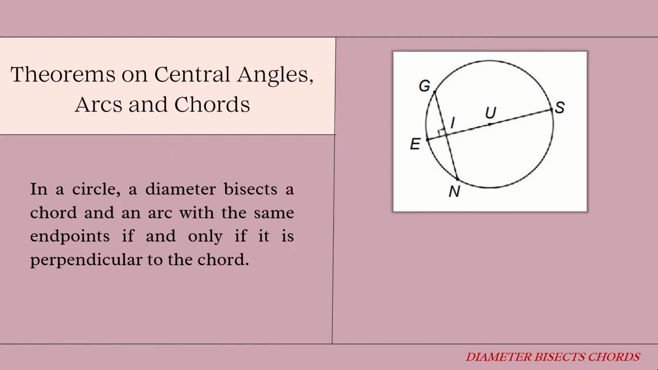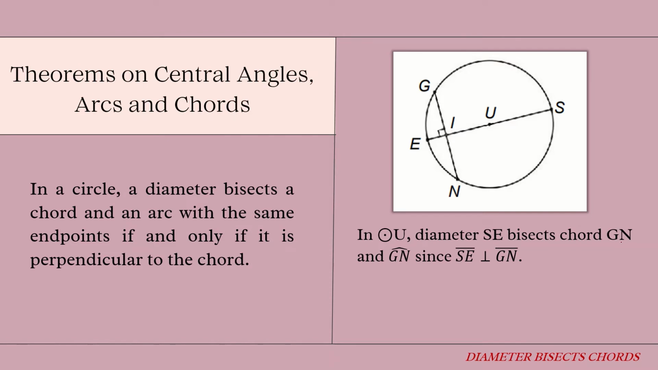Lastly, let's have this theorem. In a circle, a diameter bisects a chord and an arc with the same endpoints if and only if it is perpendicular to the chord. So let's have this illustration. In circle U, diameter SE bisects chord GN and arc GN, since it is evident in our illustration that segment SE is perpendicular to segment GN. So pag sinabi nating perpendicular, nakabuo tayo ng right angle.